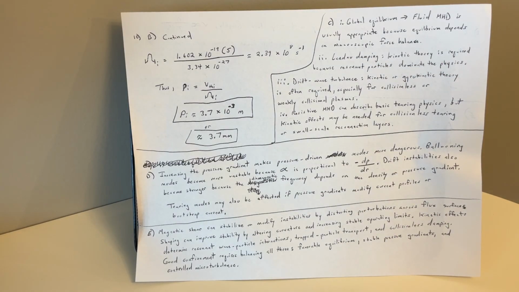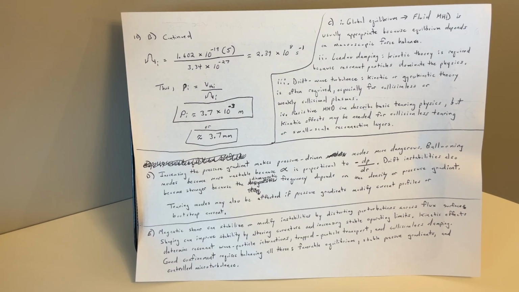2, Landau damping. Kinetic theory is required because resonant particles dominate the physics. Part 3, drift wave turbulence: kinetic or gyrokinetic theory is often required, especially for collisionless or weakly collisional plasmas. And part 4, resistive MHD can describe basic tearing physics, but kinetic effects may be needed for collisionless tearing or small-scale reconnection layers. So that's for letter C.